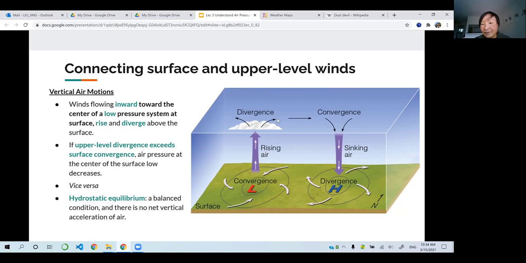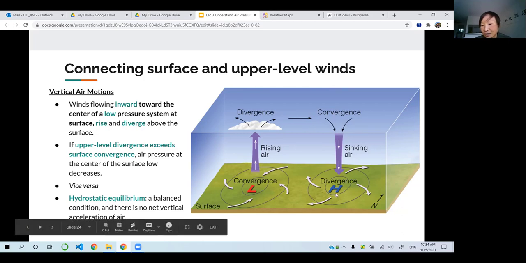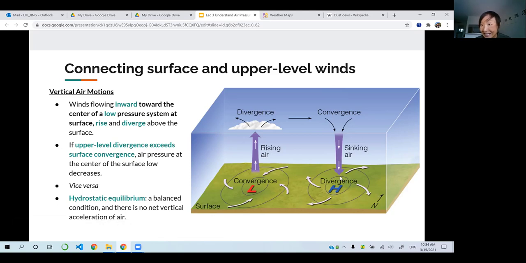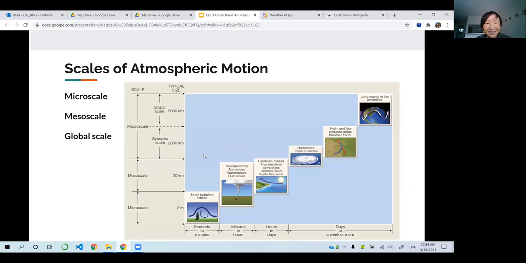You have this diverging wind. Opposite, if you have a high pressure here pushing the air out, you have upper level descending. At upper level, you have a relatively low pressure compared to this side, same level, and the air is sinking here. They're definitely connected.